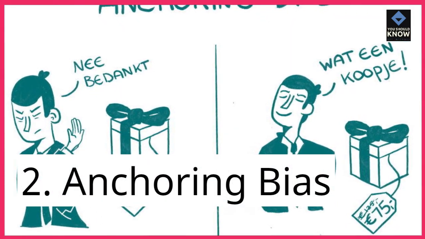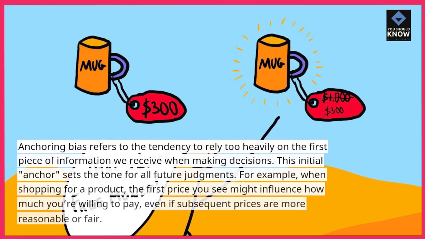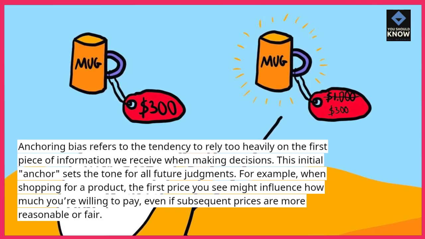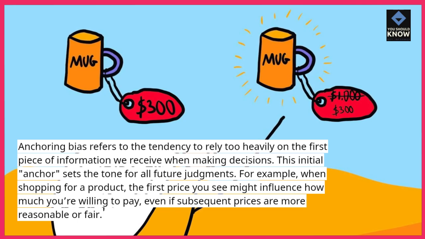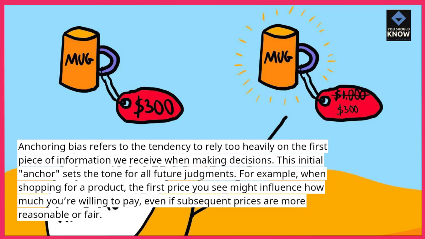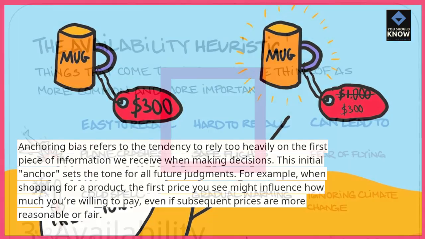2. Anchoring bias. Anchoring bias refers to the tendency to rely too heavily on the first piece of information we receive when making decisions. This initial anchor sets the tone for all future judgments. For example, when shopping for a product, the first price you see might influence how much you're willing to pay, even if subsequent prices are more reasonable or fair.